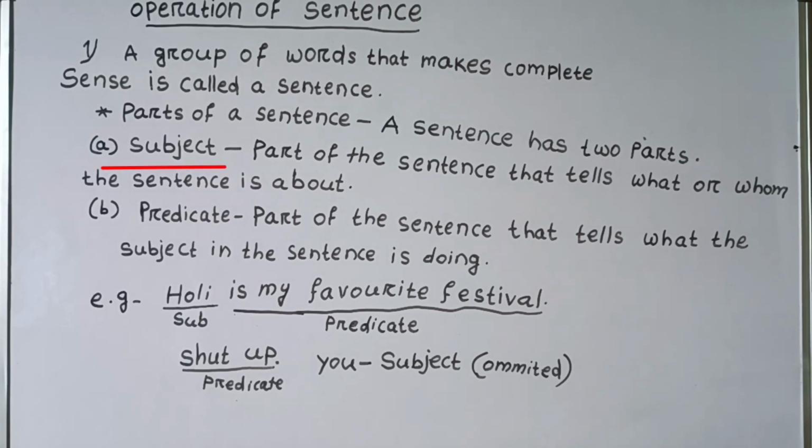A sentence has two parts, subject and predicate. What is subject? Part of the sentence that tells what or whom the sentence is about. What is predicate? Part of the sentence that tells what the subject in the sentence is doing. For example, Holi is my favorite festival. Here Holi is subject and is my favorite festival. The rest part of the sentence is predicate.